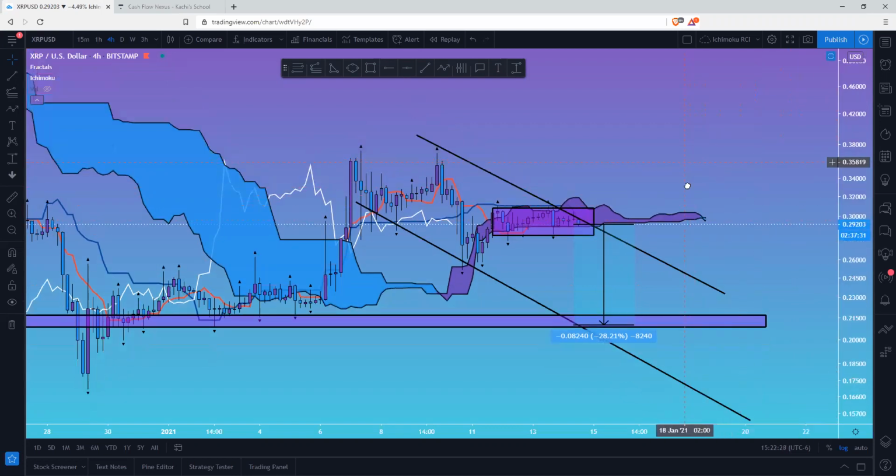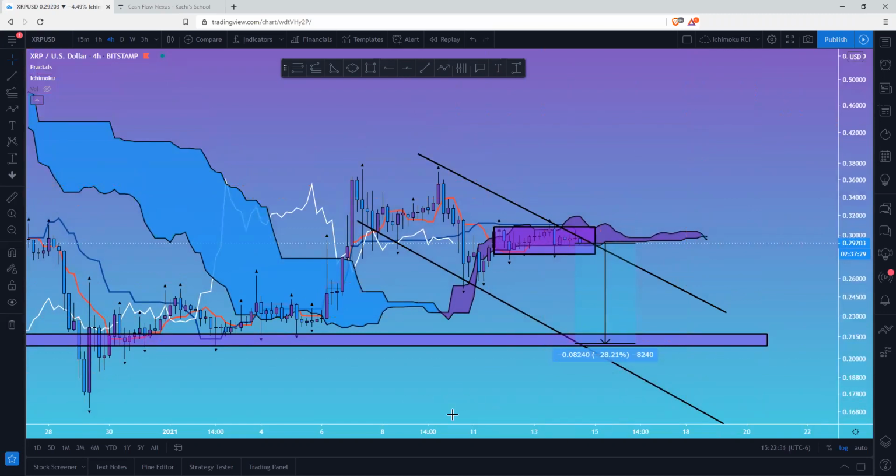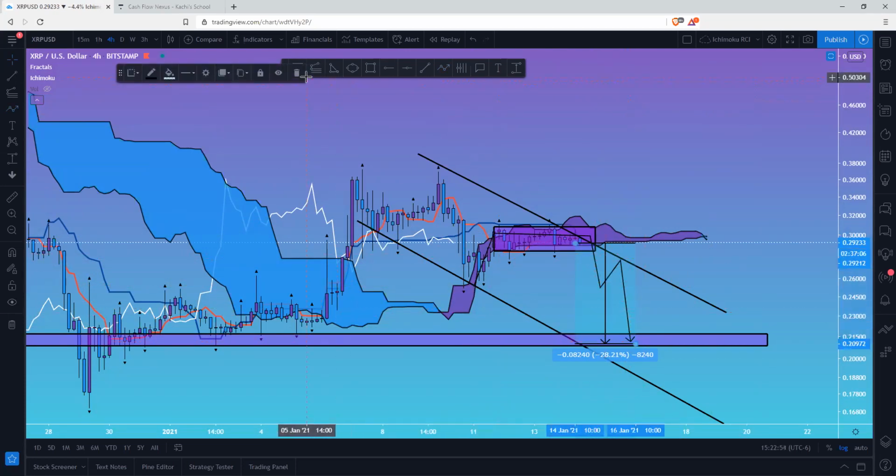Would this be considered a drop-based drop? Yes, it would, especially if we break this range here. Honestly, the range should be up here. But yes, this would be a drop-based drop, which would mean the move goes to this area, and then maybe something like this, and then down. Or we just might get a straight I wave to the downside. You never know. We could get an I wave straight down like that.